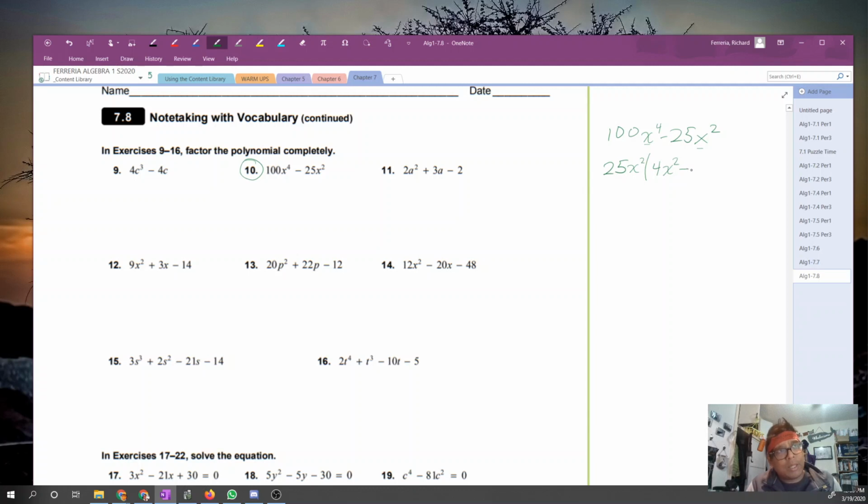I'm not going to write the 1 just yet. x squared divided by x squared is 1. Now I'm going to write the 1. And I say, oh, ho, ho, ho, look at that. This is a difference of squares. So 25x squared. Square root of 4x squared is 2x.